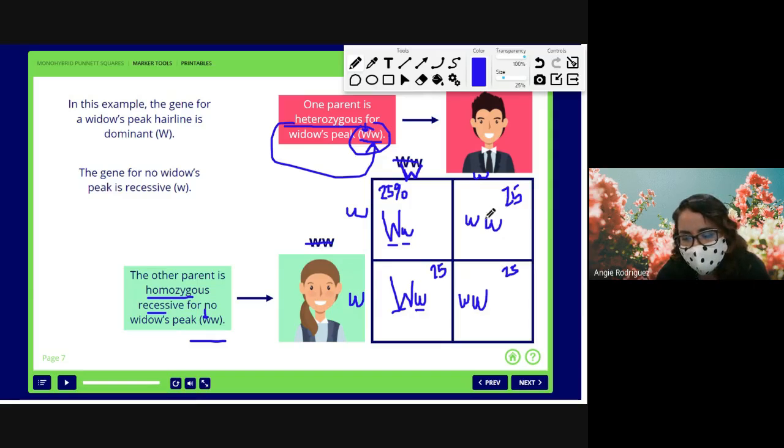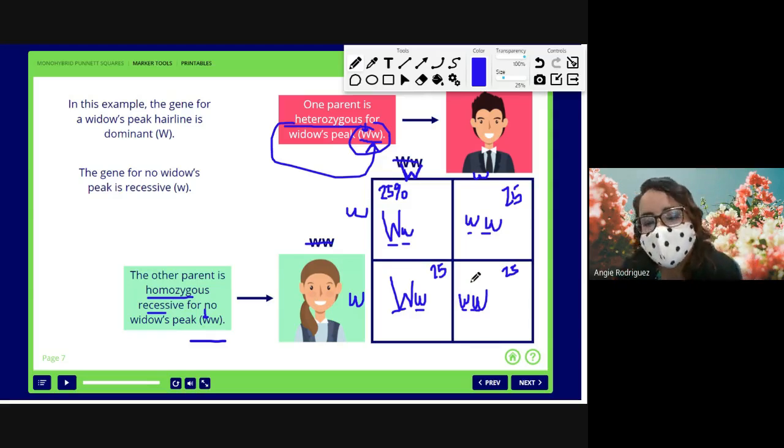Look at the right side over here. They both have little w's. You see that? Both little w's. So here, this couple has another 50% chance, but of having kids with no widow's peak, like mom. So they have a 50-50 chance of having either kids with widow's peak or no widow's peak. Okay?